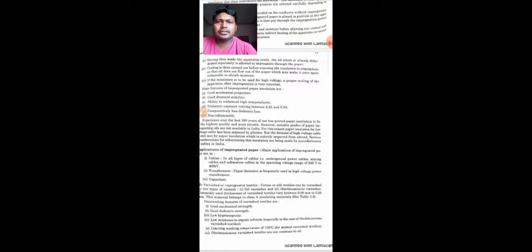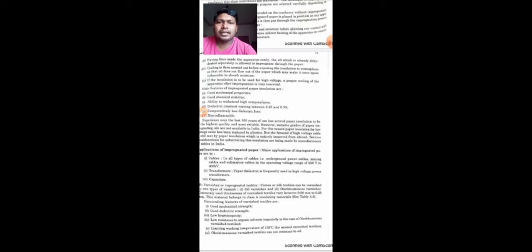The experience of over the last 100 years of use has proved paper insulation to be of the highest quality and most reliable. However, suitable grades of paper insulating oils are not available in India. For this reason, paper insulation for low voltage cable has been replaced by plastics. But the demand for high voltage cable is still met by paper insulation, which is entirely imported from abroad. Serious consideration for substituting this insulation is being made by cable manufacturers in India.